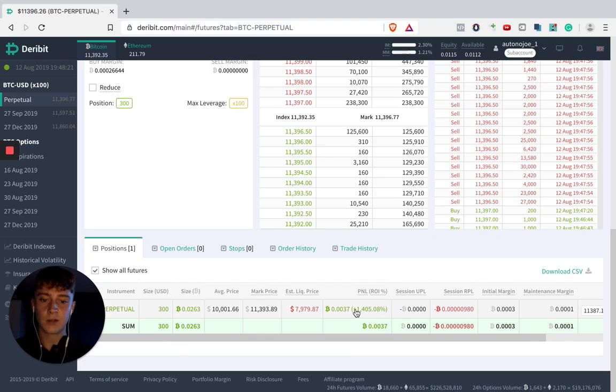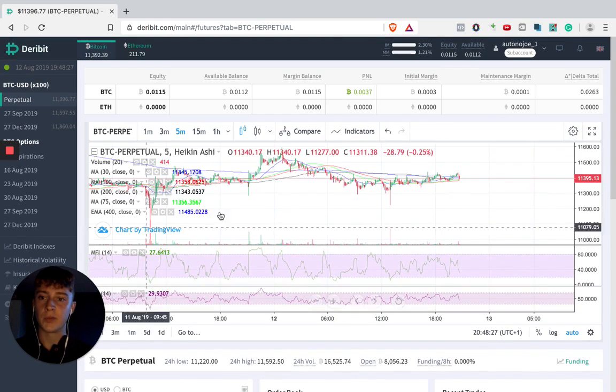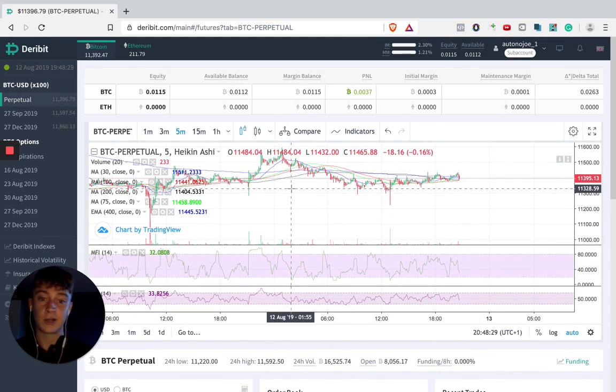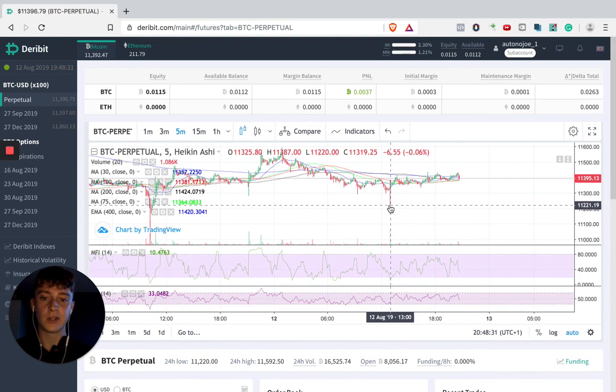But if you want to make a lot of money, especially over the next few years, I would consider getting a Deribit account, depositing, and just trading the shit out of it. I mean, the amount of money you can make here is ridiculous.